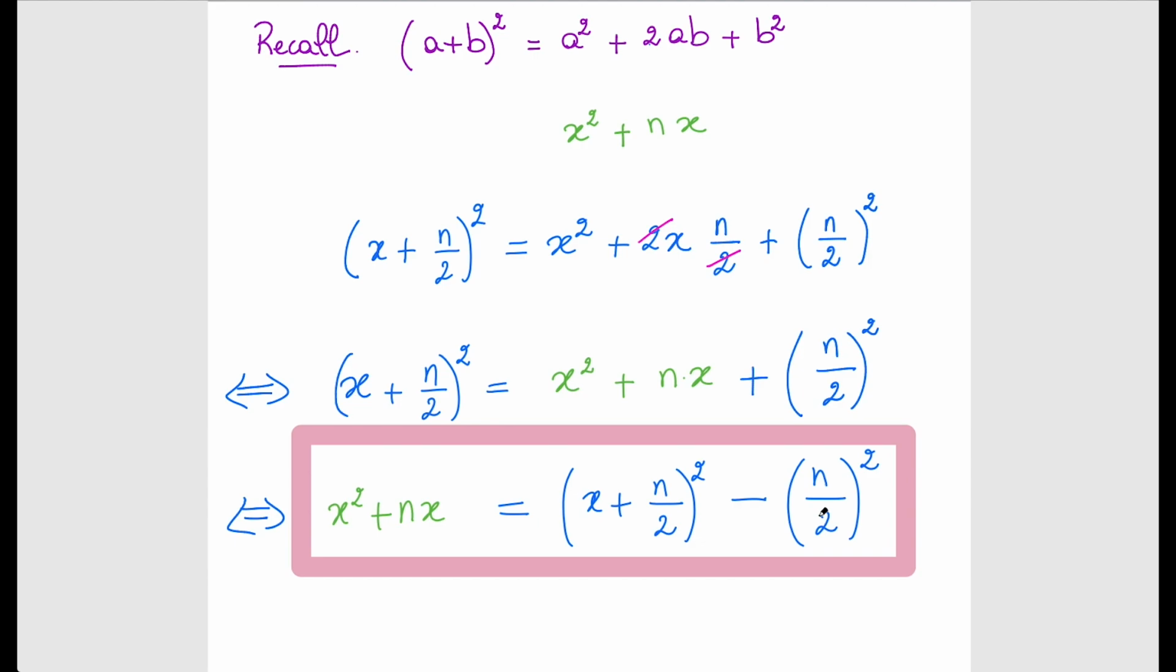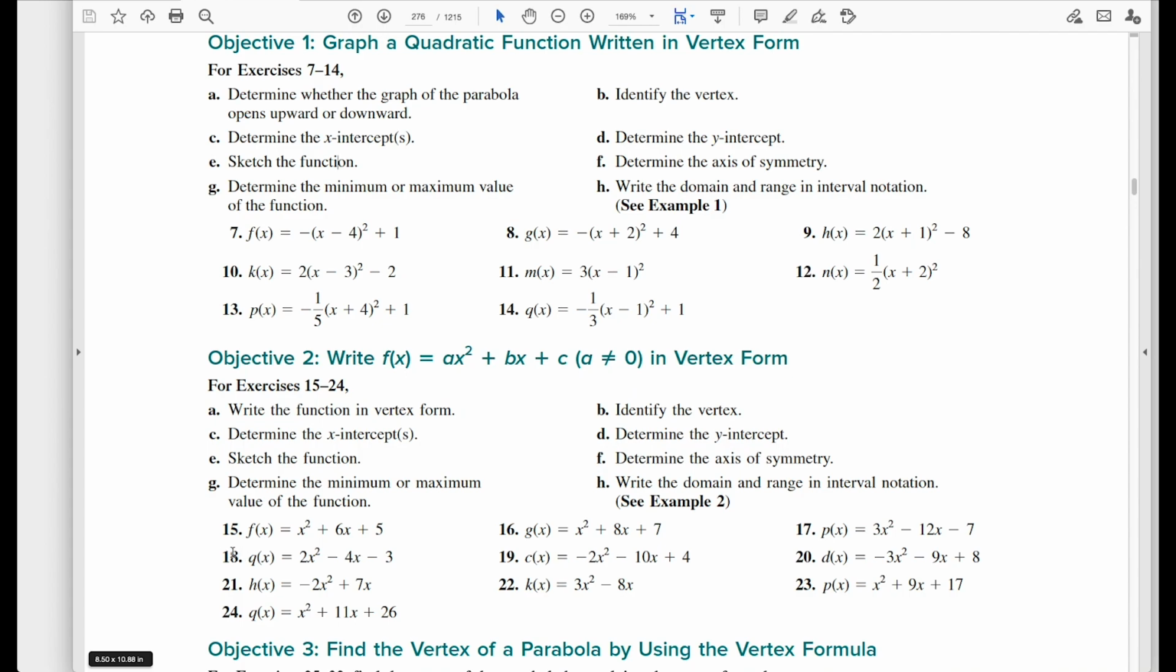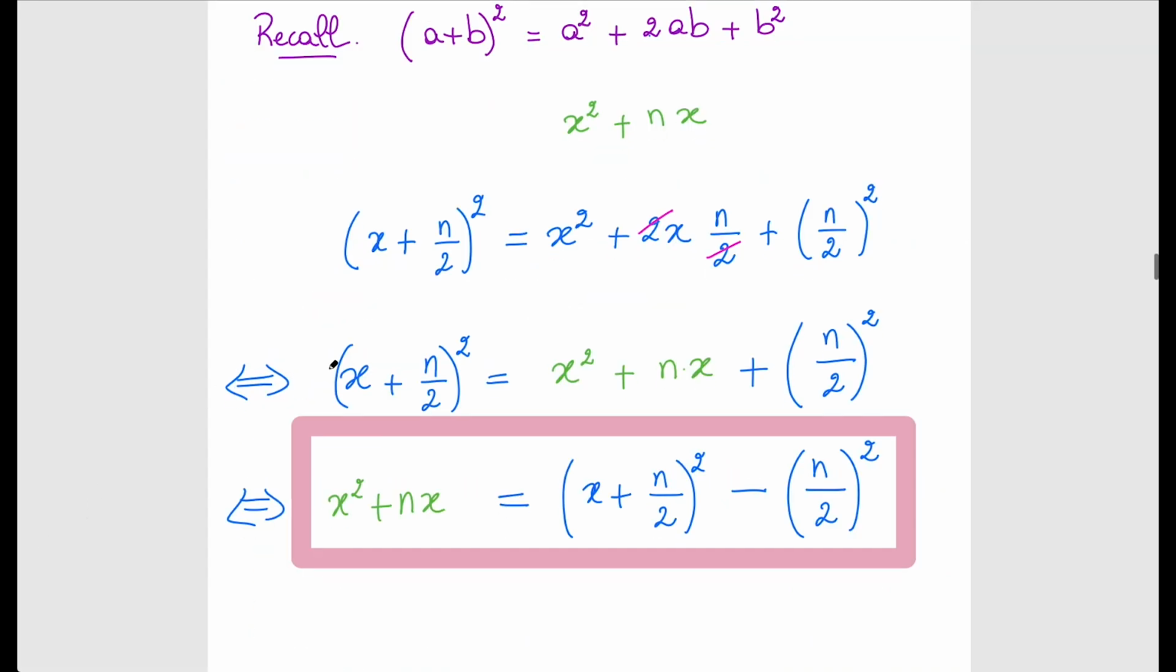Okay, so we get this formula. So I'm going to employ this in the next problem. Let's take number 18. This is still on the same page. Let's take number 18. The function is q of x equals 2x squared minus 4x minus 3. Okay, so that's number 18 now.